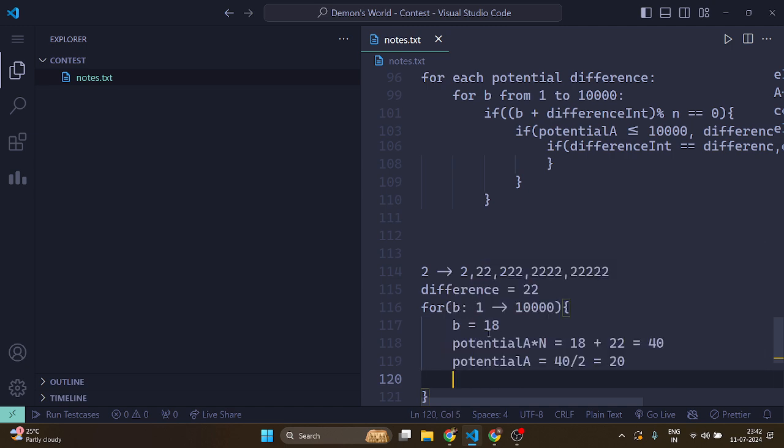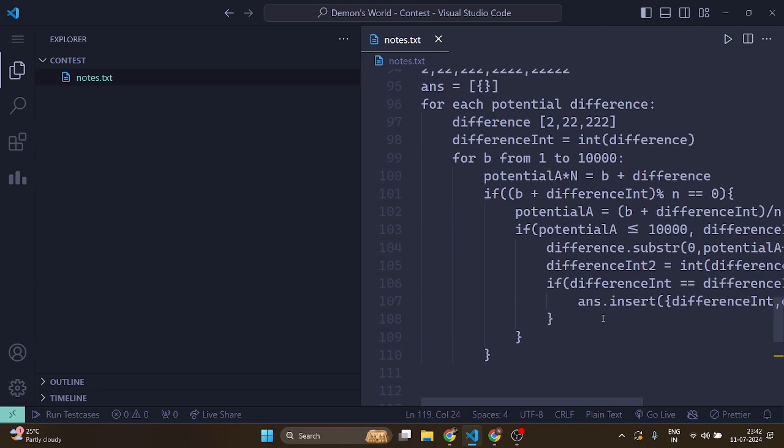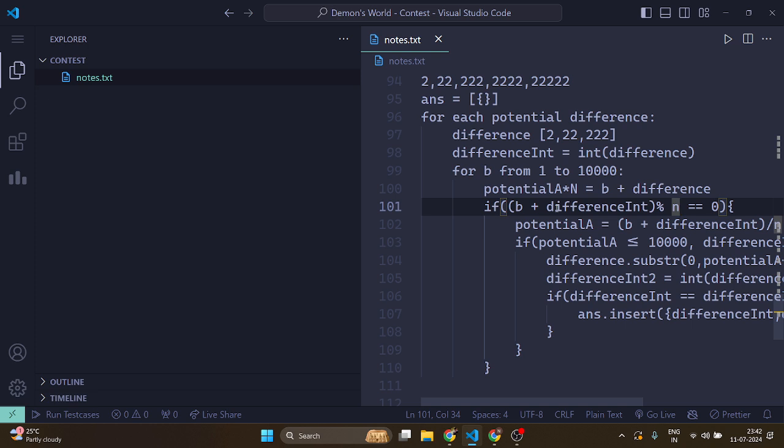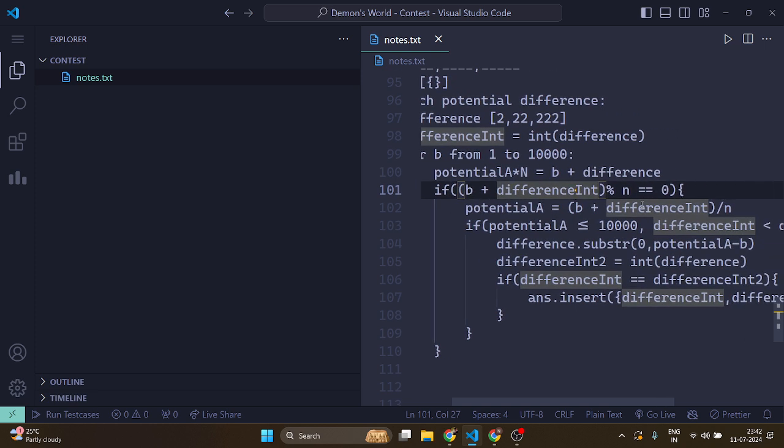Now the only thing remaining to check is whether this difference equals potential a times n minus b. If both are the same, this number and this difference string, then I'll directly put it into the answer. So 18 comma 2 fits in our answer. So yes, b plus difference was divisible, so I found the potential a.